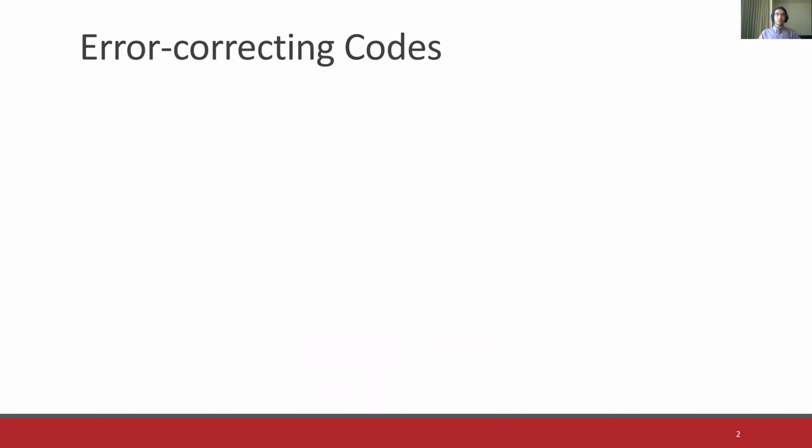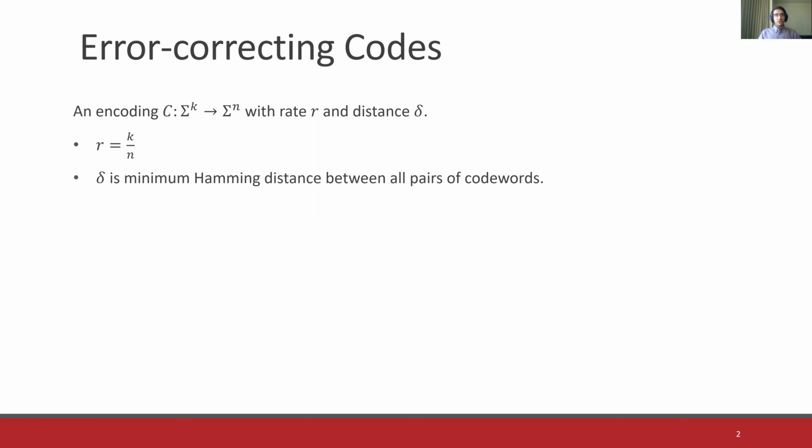Let's start by reviewing some basics of coding theory, and let's start by defining an error correcting code. An error correcting code is basically a function that maps messages of length k to code words of length n, and it has a rate r and distance delta, where rate r is defined by the fraction of the message length to the code word length, and delta is the minimum Hamming distance between all pairs of code words in the code. So ideally, we would like to have rate close to 1, and we would like to have large enough distance such that we would become able to decode noisy words.